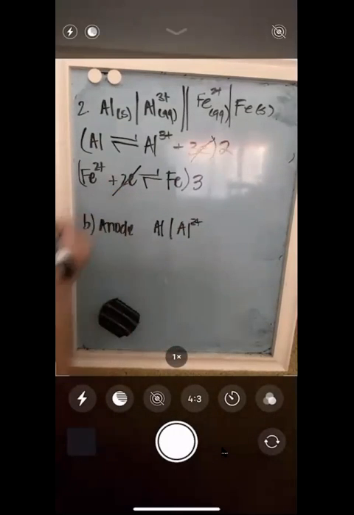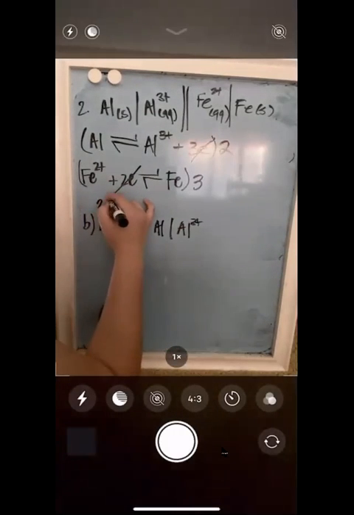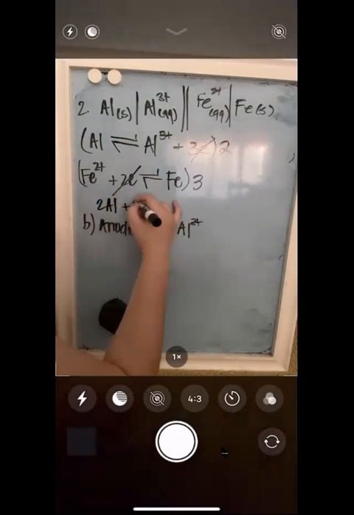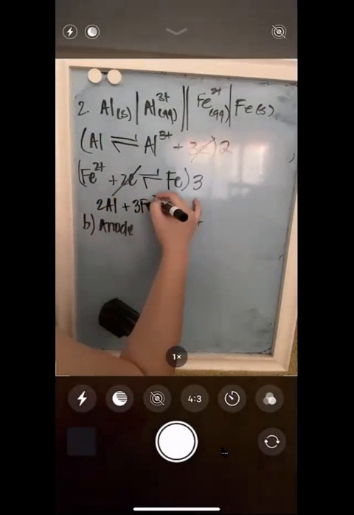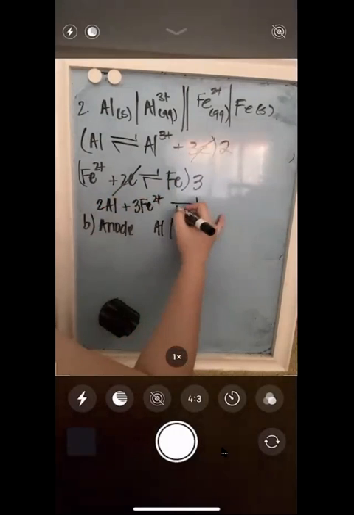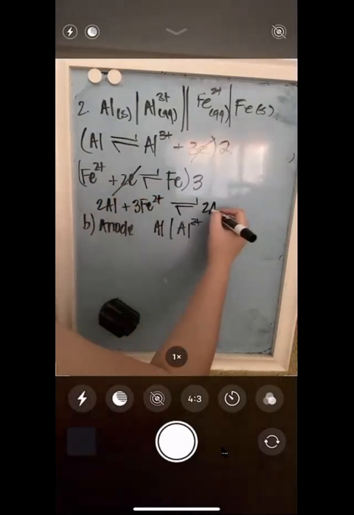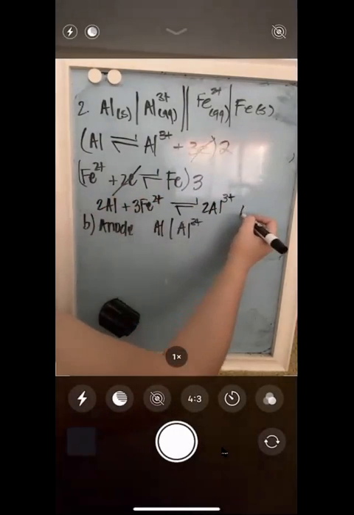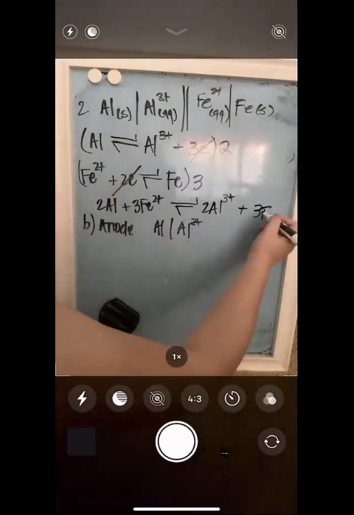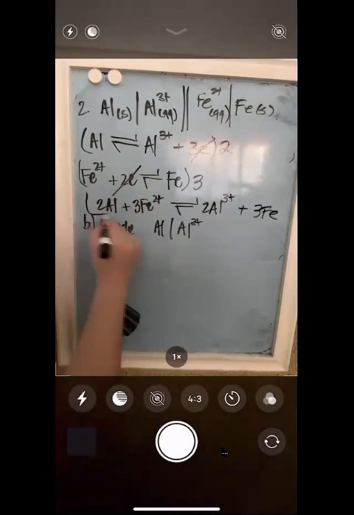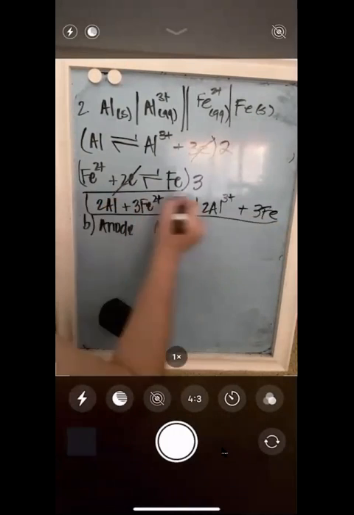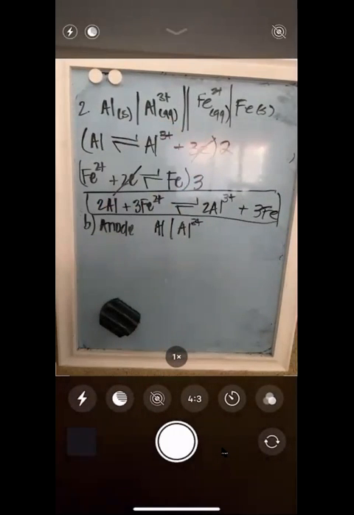Now, if you bring that all the way through, we're going to have 2Al plus 3Fe2+ to 2Al3+ plus 3Fe. And that's going to give you your complete balanced equation for this cell notation.